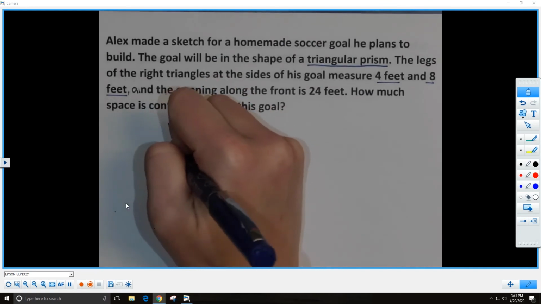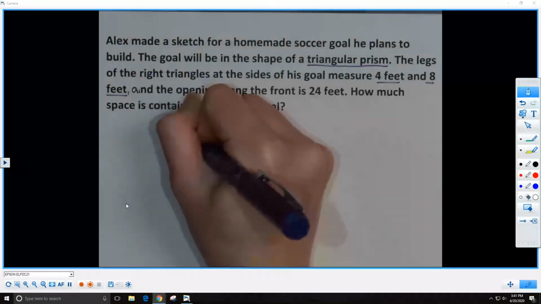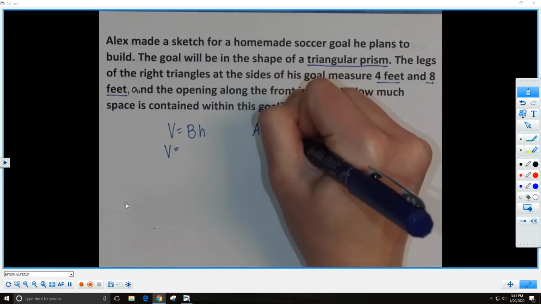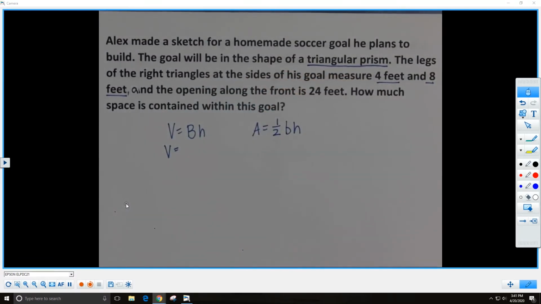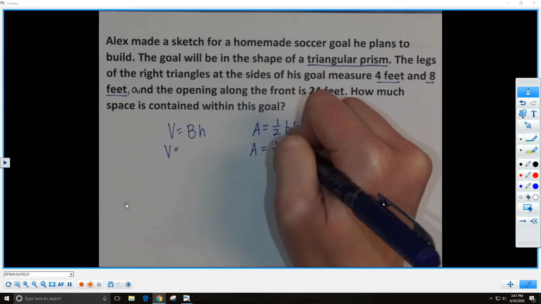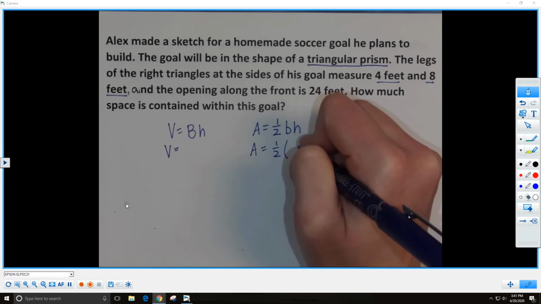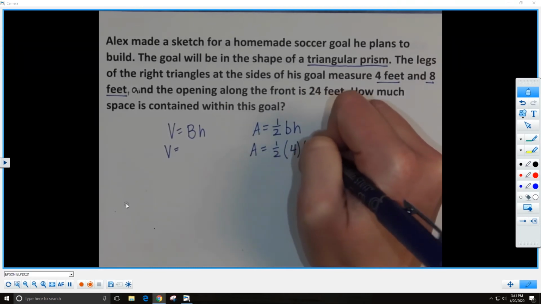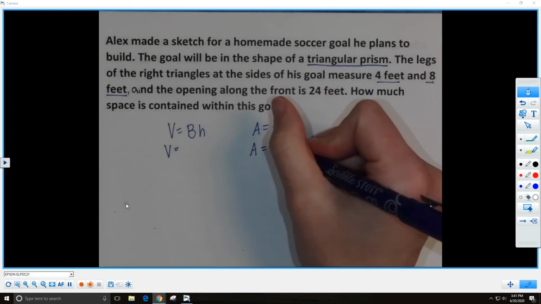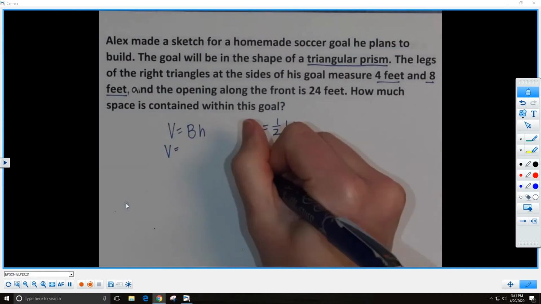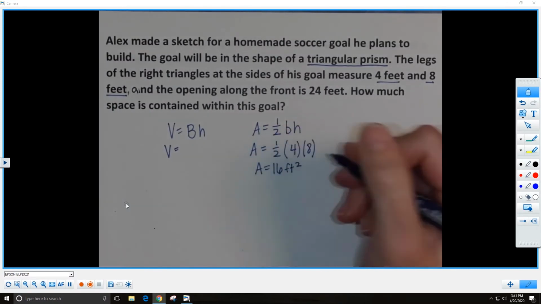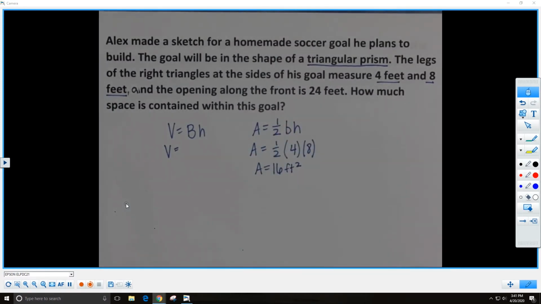All right, so we need to find the area of the base here. Well, the base is a triangle, so the area is going to be 1/2 base times height. So when you refer back to the problem, we know that this triangle is 4 by 8. And so we're going to do some multiplication here, and 1/2 of 4 is 2 times 8 is 16. So the area of the base, which is that triangle, is going to be 16 square feet.